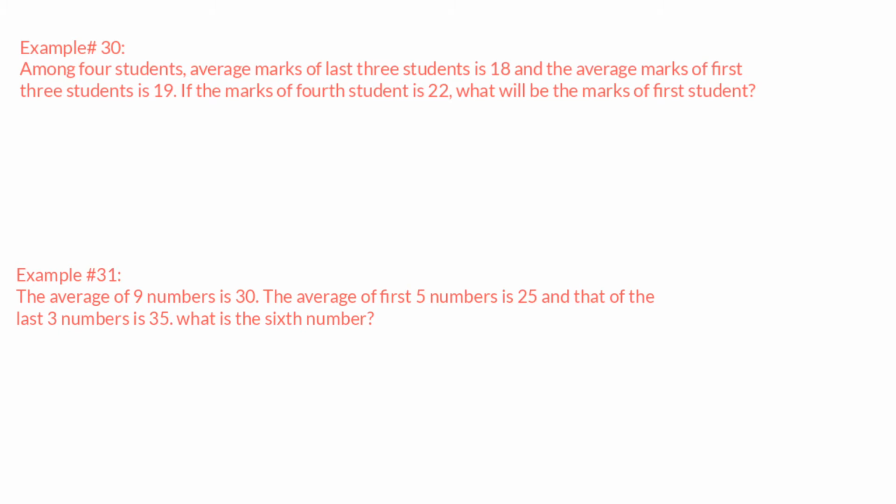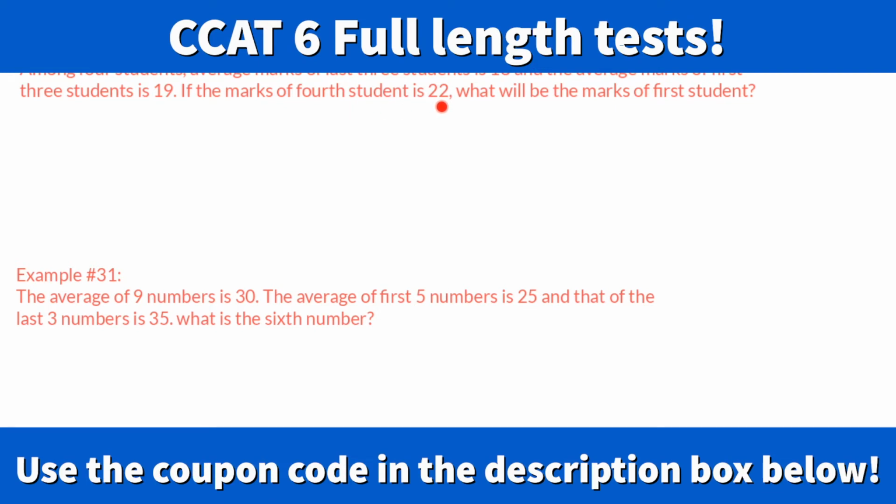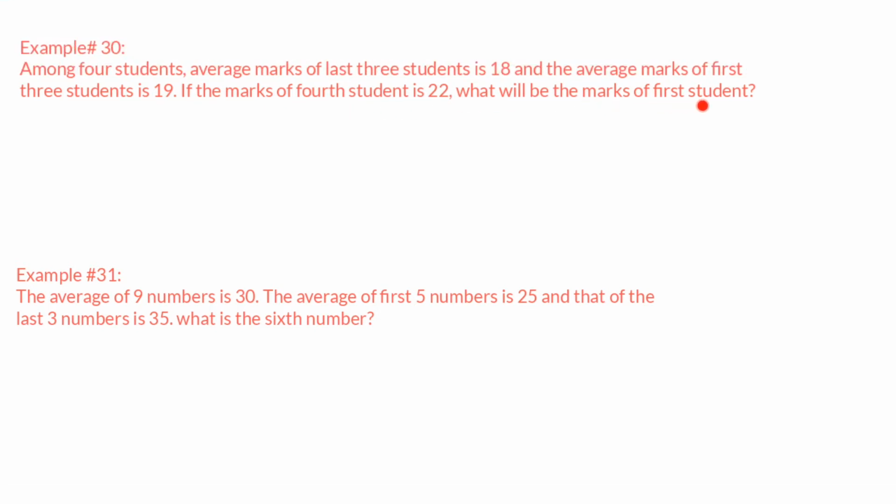Let us look into another example. Among 4 students, the average marks of the last 3 students is 18 and the average marks of the first 3 students is 19. If the marks of the fourth student is 22, what will be the marks of the first student?